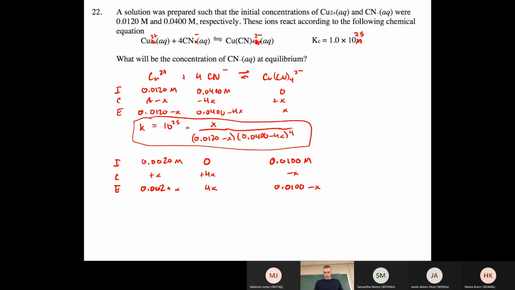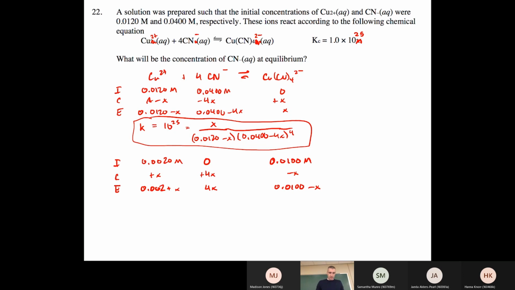So the nice thing about this situation is we know x is going to be small in this case. Why is x going to be small? Well, x is going to be small because k is huge. It's going to be almost all towards the product side. So it's only going to shift back like a tiny bit.